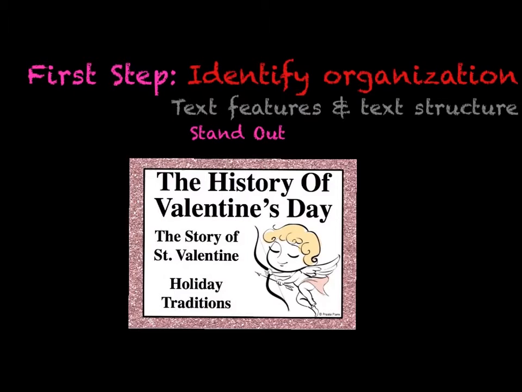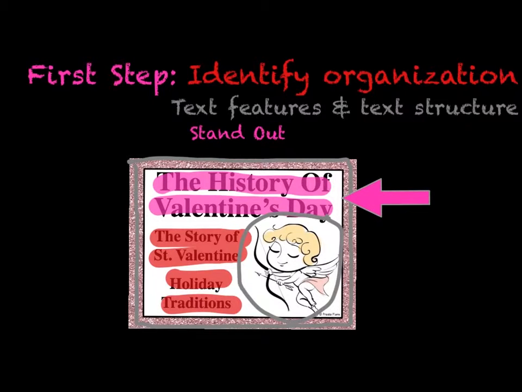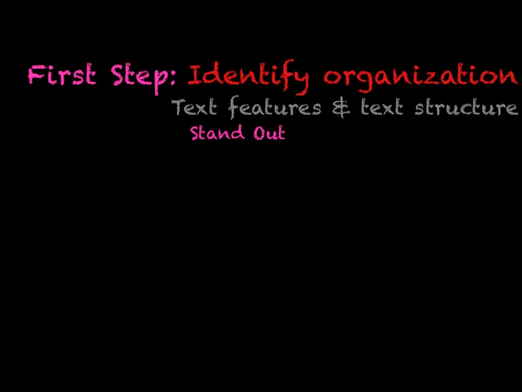As an example, we're going to be looking at a Valentine's Day booklet. The text features we see right away are a title page with a title, 2 subtitles, bold print, an illustration, and a border. Our title tells us that we're going to be looking at the history of Valentine's Day, and our subtitles let us know that the focus is St. Valentine and different traditions. And text structures are how the author organizes the information within a text.